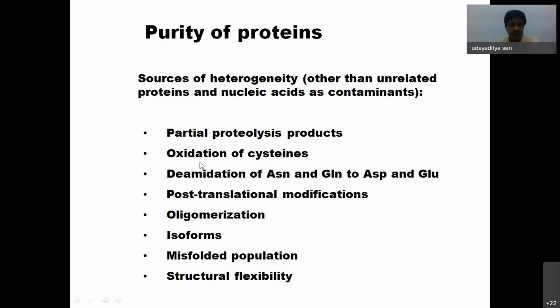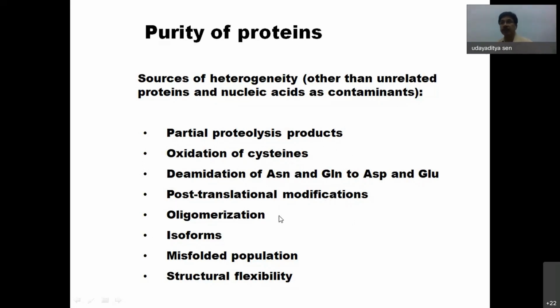Next is oxidation of cysteines. There are some cysteines on the protein molecule that get oxidized to SOH, or sometimes SO3H in extreme cases. So you sometimes need to stop that oxidation to get a good crystal, or even to retain the function. Deamidation is another case, post-translational modification is another case, and oligomerization is another form.